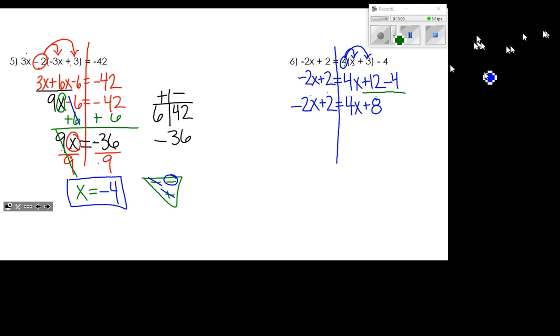I like to get the variable on the first side, so I'm going to circle the variable, and I'm going to get rid of this plus 2. So I'm going to subtract 2 on both sides. Notice that I put the subtract 2 underneath the 8 because they're like terms. Make sure you put it in the correct place. And then I can cancel. So let's bring everything down. Negative 2x equals 4x. And then positive 8 minus 2 is positive 6.